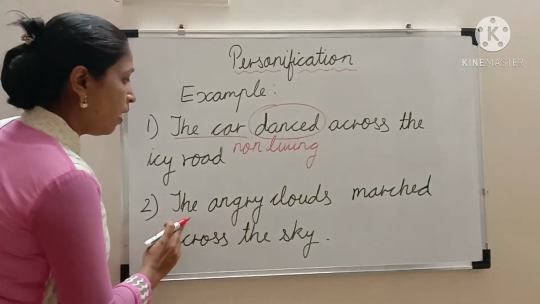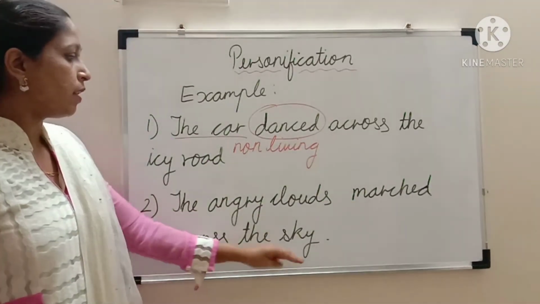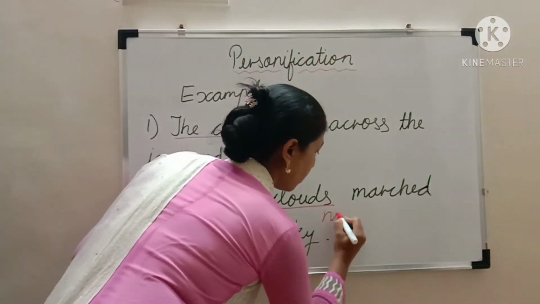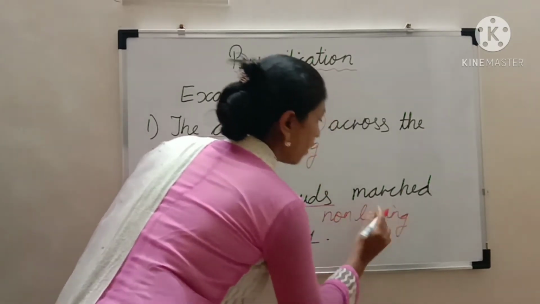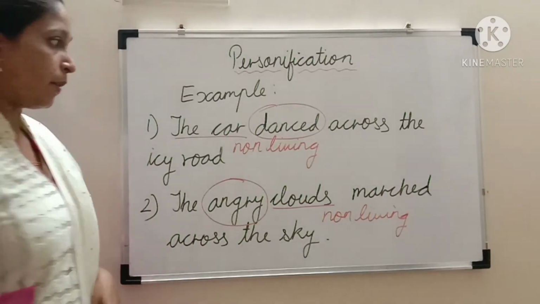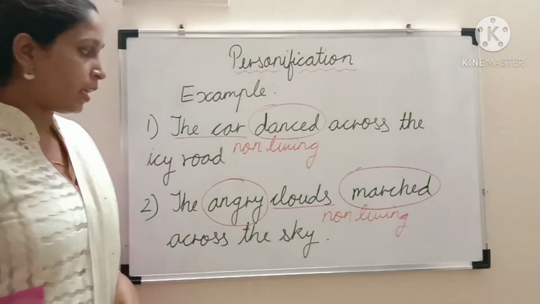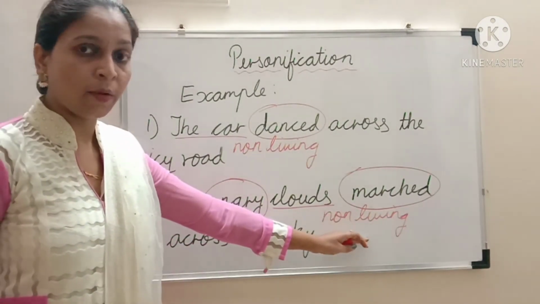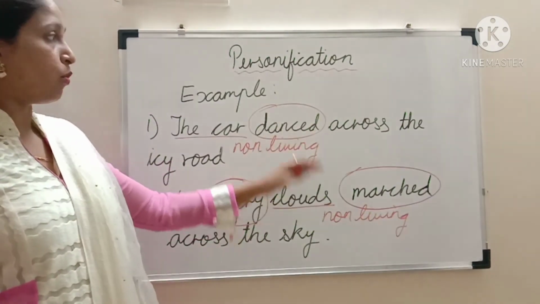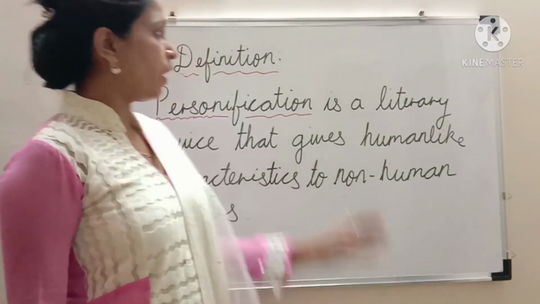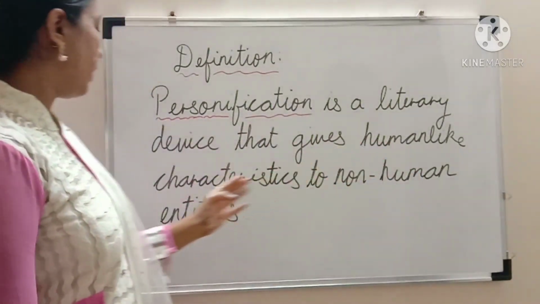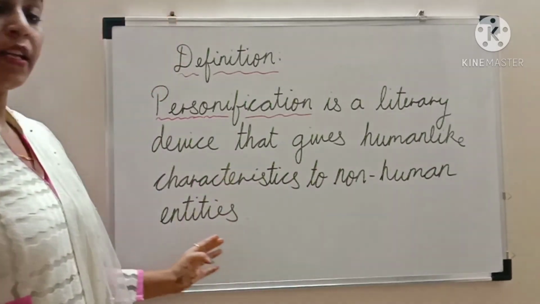Let's check out the second example: the angry clouds marched across the sky. Can you guess which is the non-living thing over here? Yes, it's clouds. Clouds are non-living, isn't it? They are given human qualities. Which are the human qualities? Being angry is a human quality. Marching is also a human quality. So clouds, a non-living thing, are given the qualities of being angry and marching, which are human qualities. Such sentences are known as personification. Personification is a literary device that gives human-like characteristics to non-human entities.